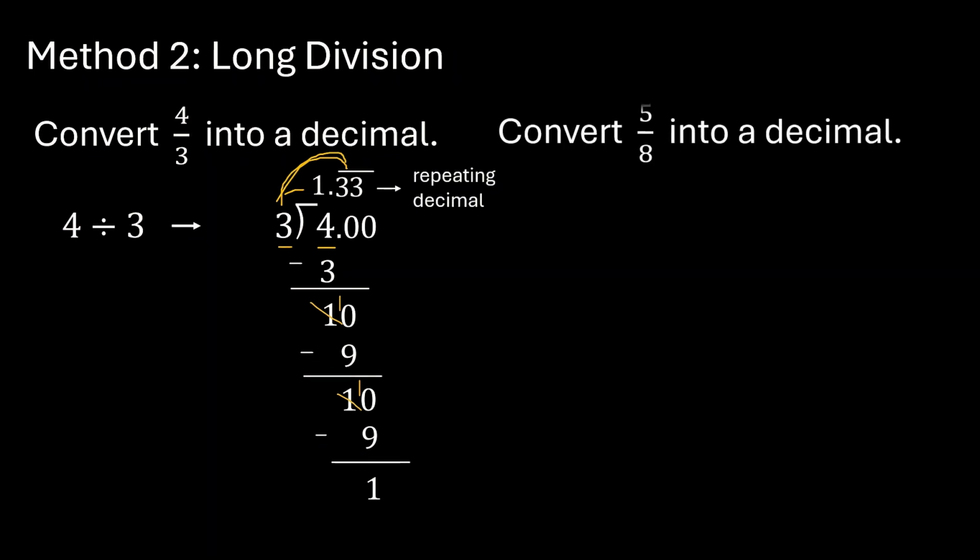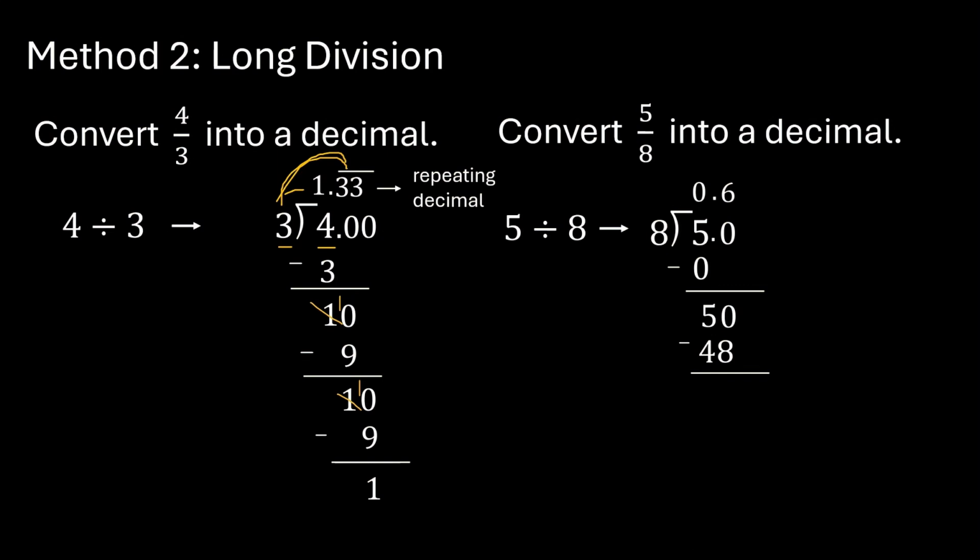Now let's convert 5/8. Write 5 divided by 8. Can 8 go into 5? No. So we write 0. Add a decimal point. Bring down a 0. Now we have 50. How many times can 8 go into 50? It goes 6 times. Write 6. Multiply. 6 times 8 equals 48. Subtract. 50 minus 48 equals 2. Bring down another 0. Now divide again.